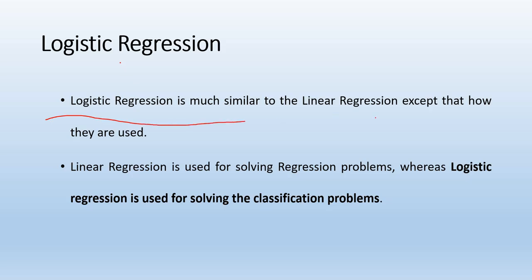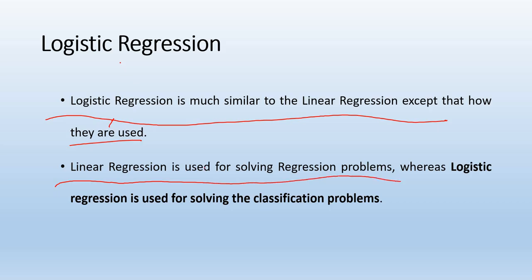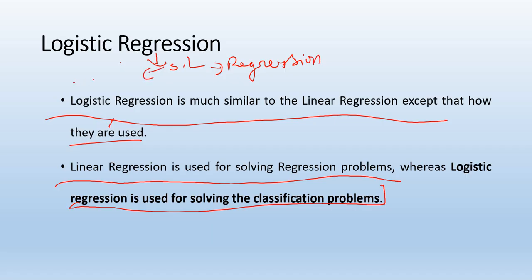Logistic regression is much similar to linear regression, except in how they are used. Linear regression is used to solve regression problems, whereas logistic regression is used to solve classification problems. Why is the name given as regression? Regression is also one kind of supervised learning algorithm. Here it is a class of regression. So regression is going to predict values, whereas classification is going to predict classes.